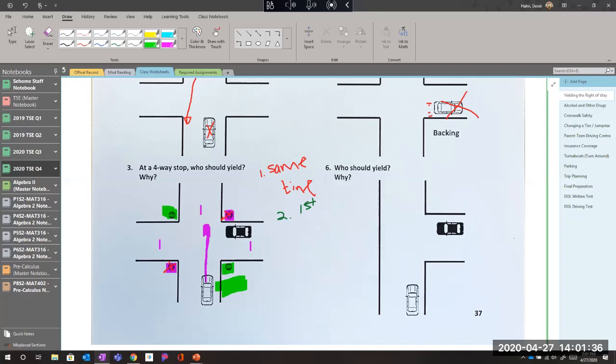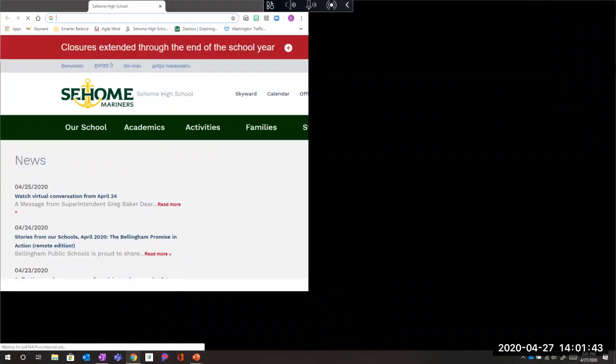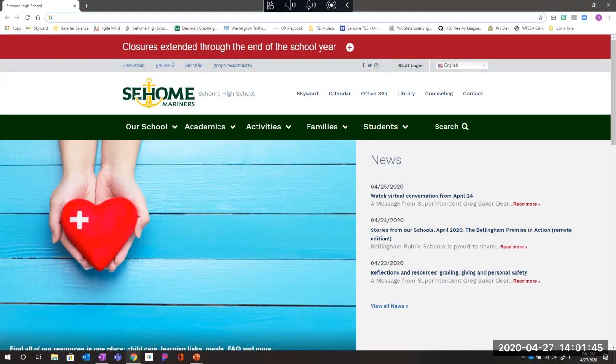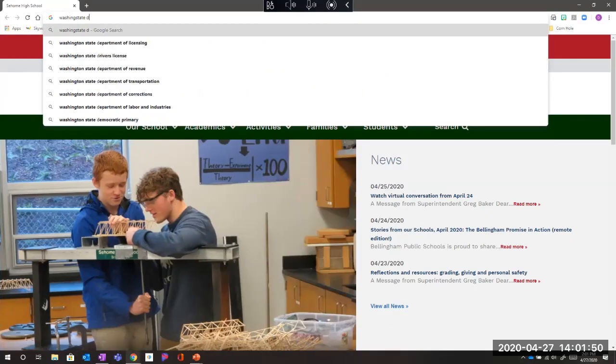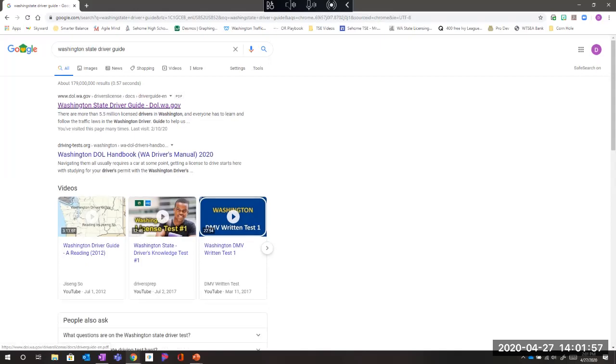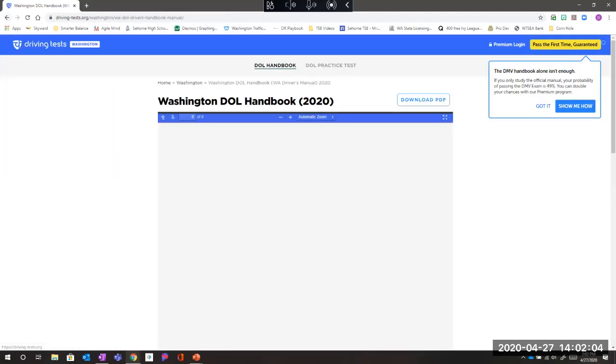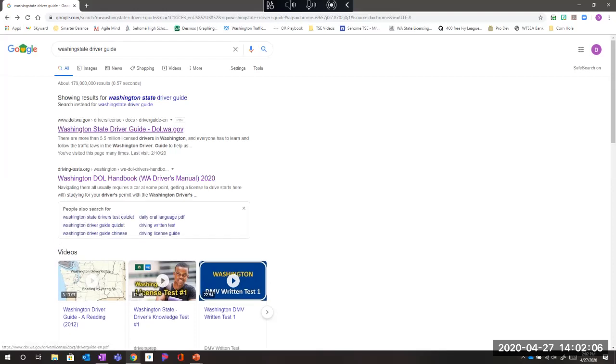Okay, so driver's guide, let's find this together. If you haven't been able to get to the DOL because they're not open right now, we're just going to look up Washington State driver's guide. And lucky enough, here it is. They also have different versions. If you want Spanish or a different language, they have that. Yeah, dol.gov.